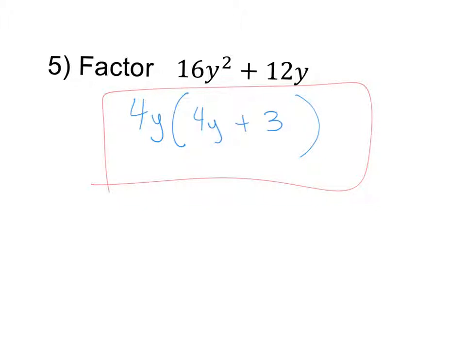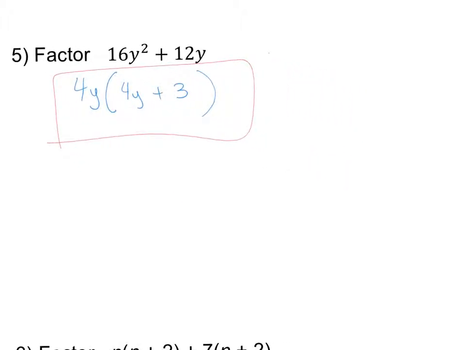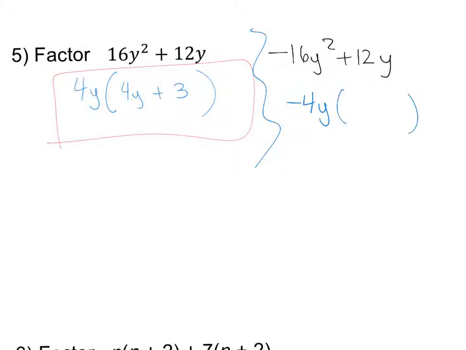Just because I want to make sure that you understand everything, what if I had a negative 16y squared plus 12y? What would I have to factor out? You would have to factor out a negative 4y. Correct. And then what's left is positive 4y and negative 3, because together the negative and the negative gave you the positive. Excellent.